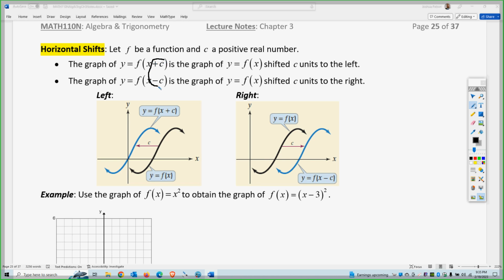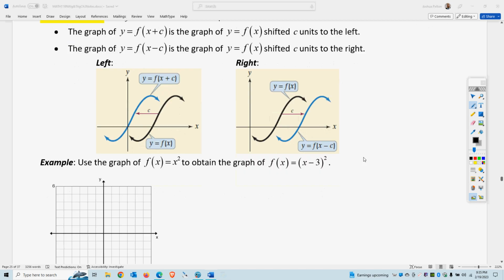So if I add or subtract on the insides of a grouping symbol, I'm going to shift left or right. Remember, it's counterintuitive. Add is left and minus is right. Anything that's on the inside of a grouping symbol is going to be counter to what you think it is, whether it's a translation or a stretching or shrinking, and reflections.